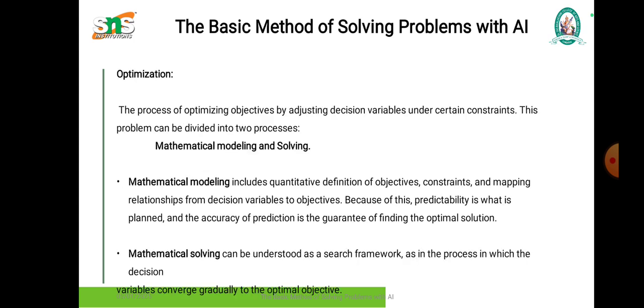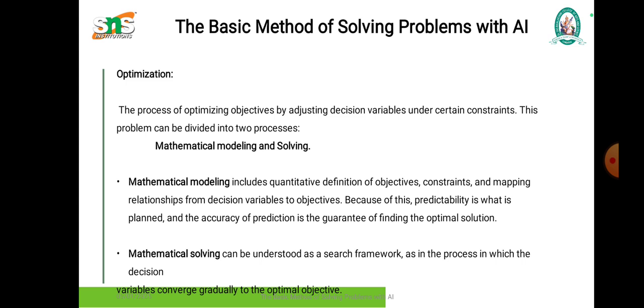The next one is optimization. Optimization means adjusting the decision variables under certain constraints. This problem can be divided into two processes: mathematical modeling and mathematical solving. Mathematical modeling is a quantitative definition of objectives, constraints, and the mapping relationships from decision variables to objectives. Predictability depends on what is planned, and the accuracy of prediction is the guarantee of finding the optimal solutions.